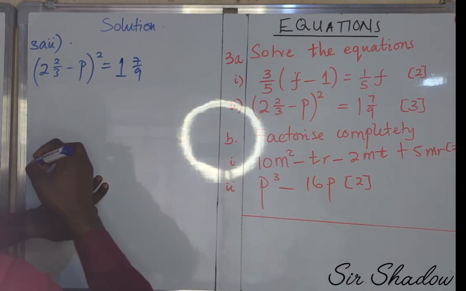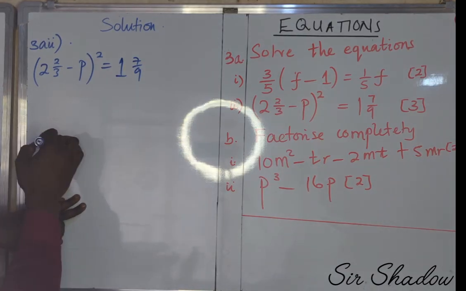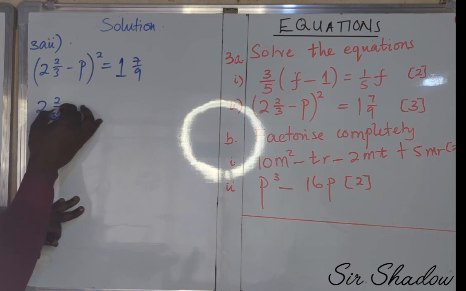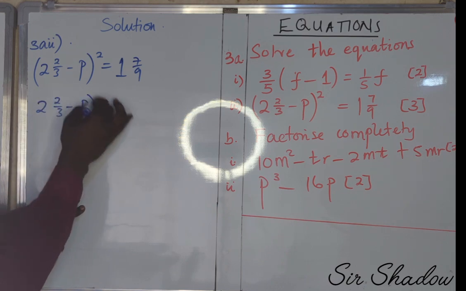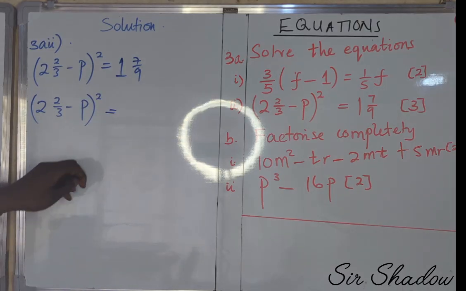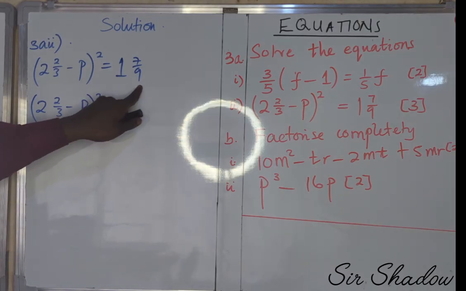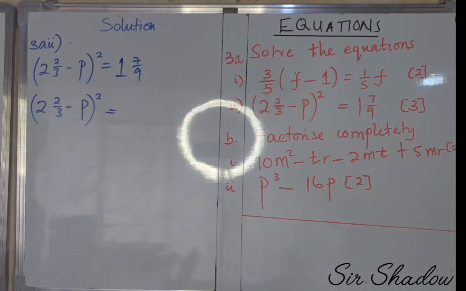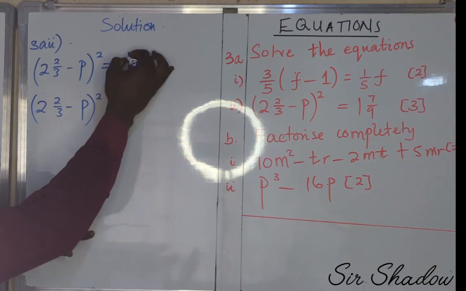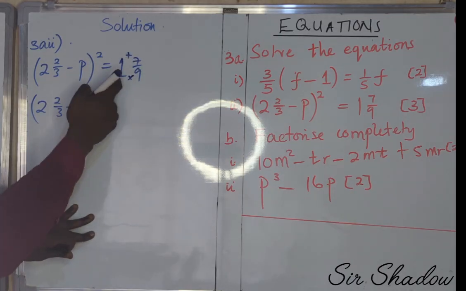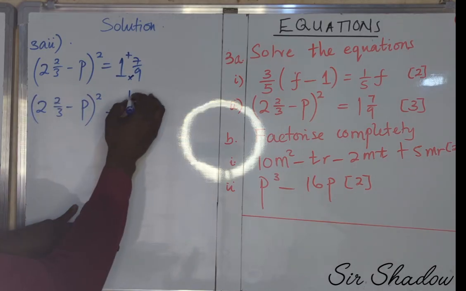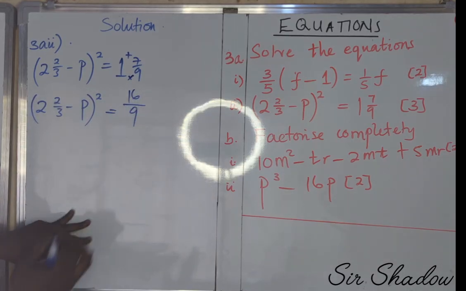All right, so from this one, we are now saying 2 plus 2 over 3 minus p, all squared equals, we can change this mixed number into an improper fraction. So 9 times 1, we get 9. 9 plus 7, we get 16. So we have 16 over 9.